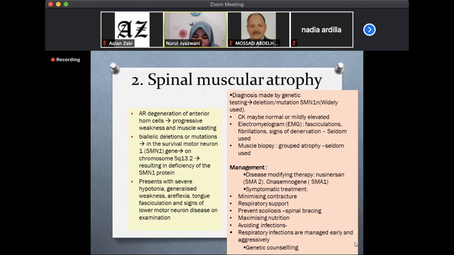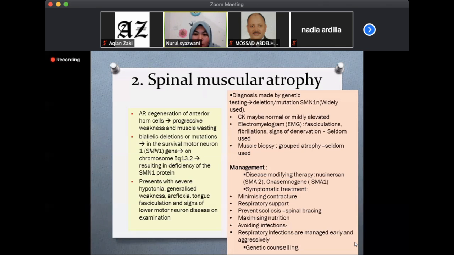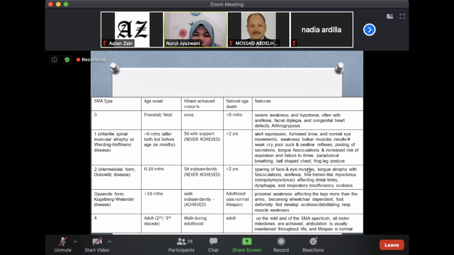For spinal muscular atrophy, there are types 0, 1, 2, 3, and 4, classified based on the age of onset and the clinical course. You can see there are different features in each type. Normally types 0 and 1 are the most common and severe types, because especially in SMA type 1, the infant will die due to respiratory failure.